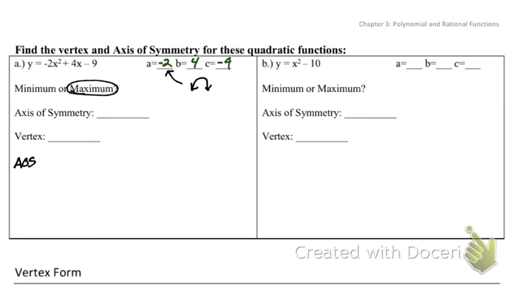So axis of symmetry is going to be x equals negative b over 2a. Well, we just got to plug in those values. Our b is 4, so we're going to have negative 4 over 2 times negative 2. That's actually negative 4 over negative 4, which is just positive 1.